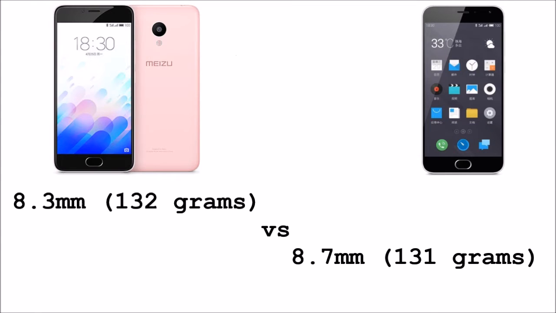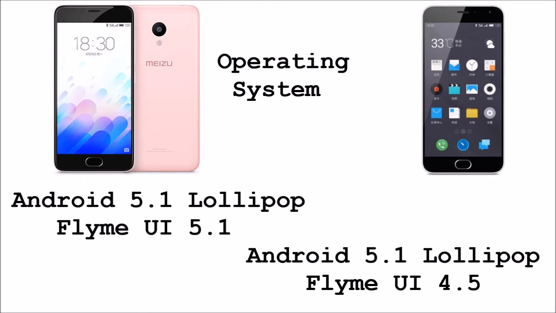And as for the feel and weight, the Meizu M3 is 8.3mm weighing 132 grams while the Meizu M2 is 8.7mm weighing 131 grams. As for the operating system, both handsets come with pre-installed Android 5.1 Lollipop, while you get Flyme UI 5.1 on Meizu M3 and Flyme UI 4.5 on Meizu M2.